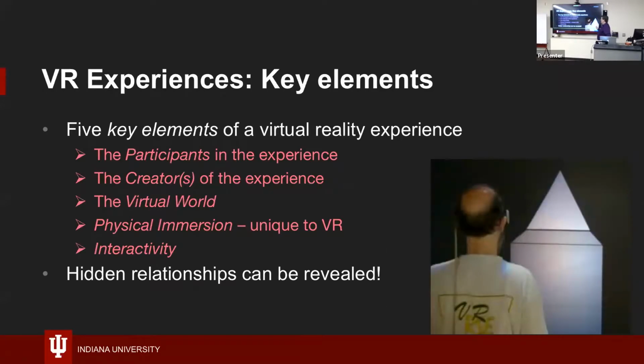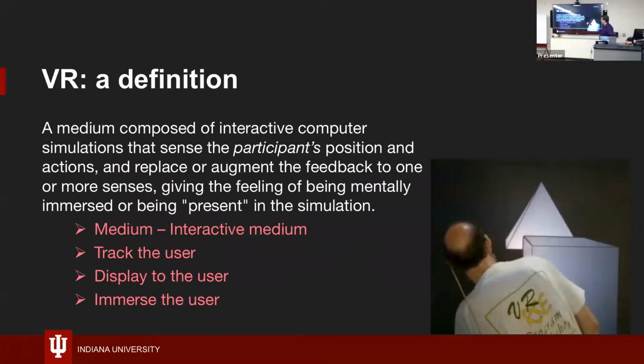But anyway, for a quick refresher, in that talk we talked about 5 key elements of virtual reality, the things that make up a good virtual reality experience. Those are the participants, the people doing the experiencing firsthand; the creators, the people who made the experience; the world, the contents of the experience; physical immersion, which means when you move your head around, you see something from a different perspective and hear things from a different perspective; and the fact that you can do interactions with the world.